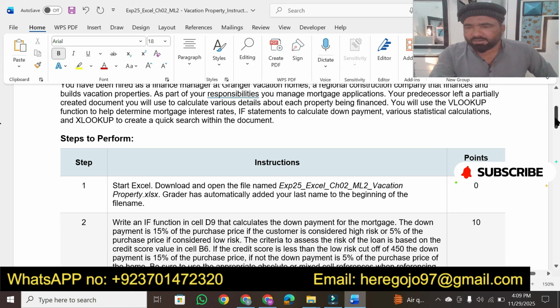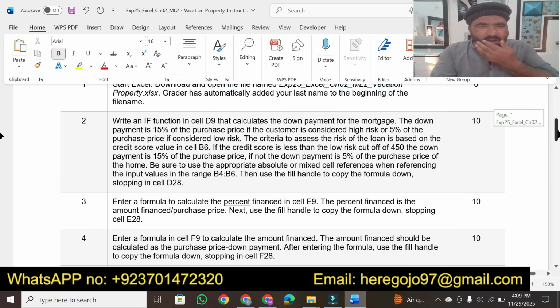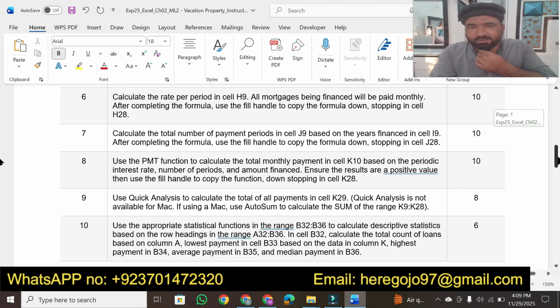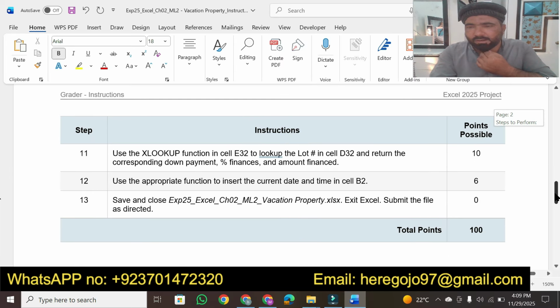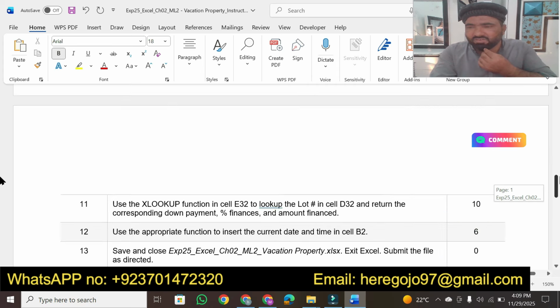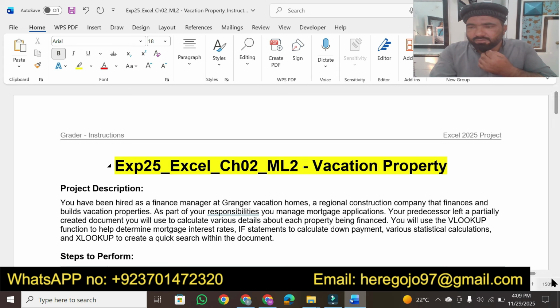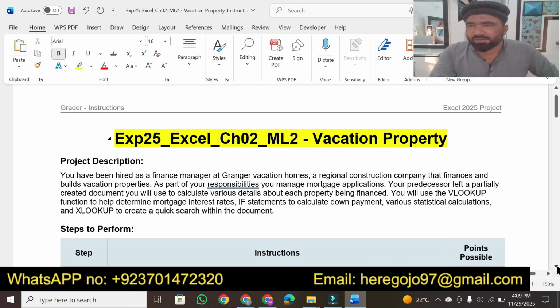toward the whole assignment. How many points do we have in today's assignment? Question number 1, 2, 3, 4, 5, 6, 7, 8, 9, 10, 11, 12, and 13. We have 13 questions in today's assignment. So let me move toward the top and solve this assignment step by step. You may follow me and you will get an A grade, 100% marks.